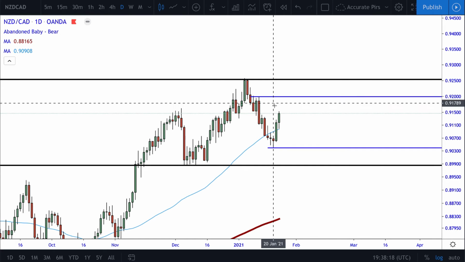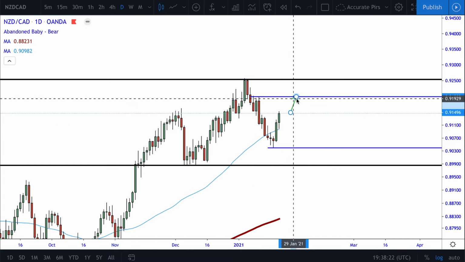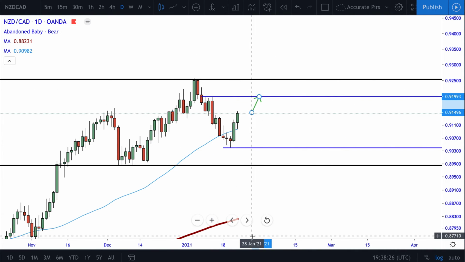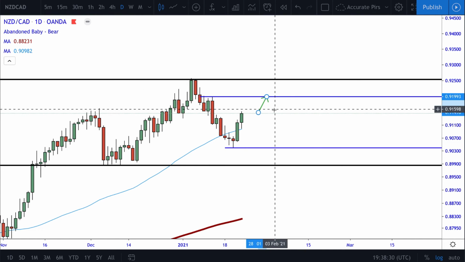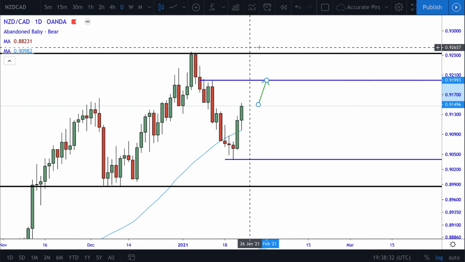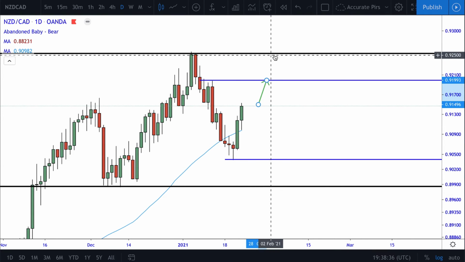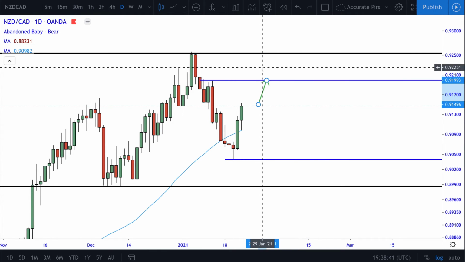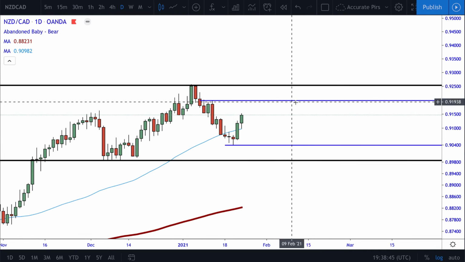Starting with New Zealand Cad, I'm expecting price to come up here. I'm waiting for price to push up and touch my temporary resistance level just right there. What I'm looking for is a candlestick reversal pattern to happen around that level. If I do not get a candlestick reversal pattern around this level here, then I'm going to see if it pushes on to come back and touch my major resistance level. So that's one scenario I've got for New Zealand Cad.